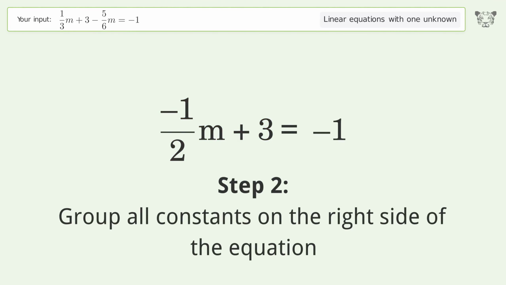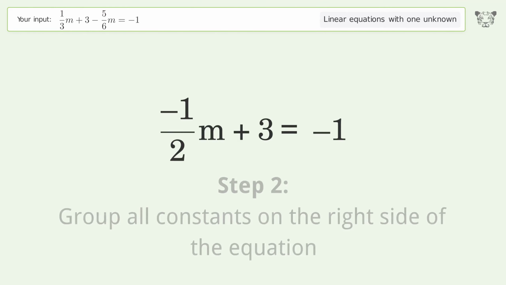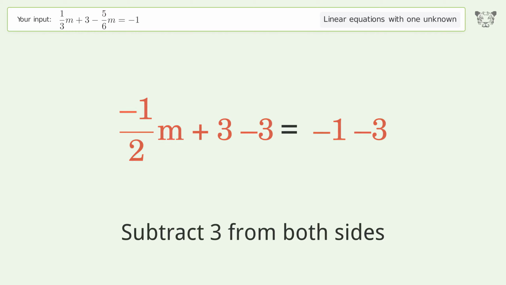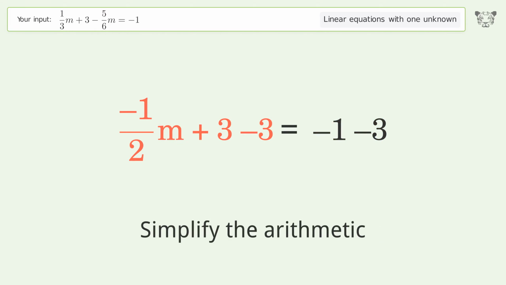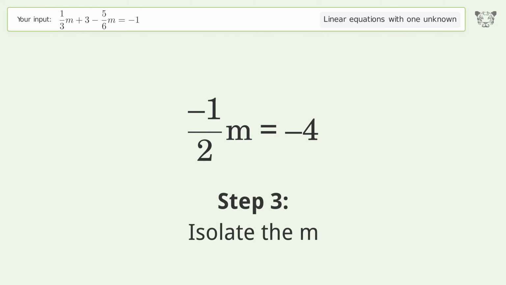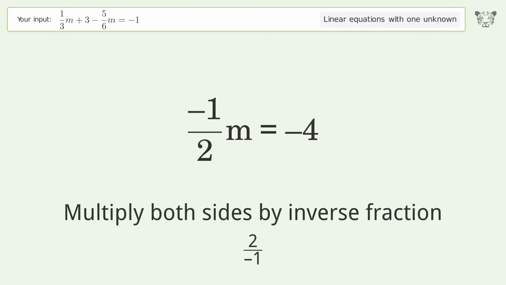Group all constants on the right side of the equation. Subtract 3 from both sides. Simplify the arithmetic. Isolate the m. Multiply both sides by inverse fraction 2 over -1.